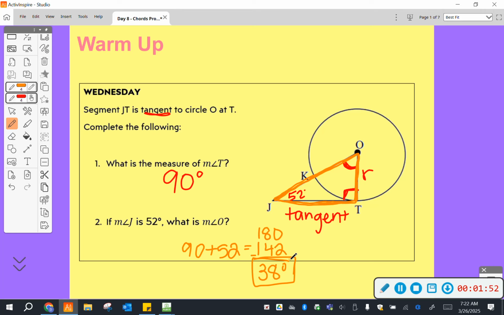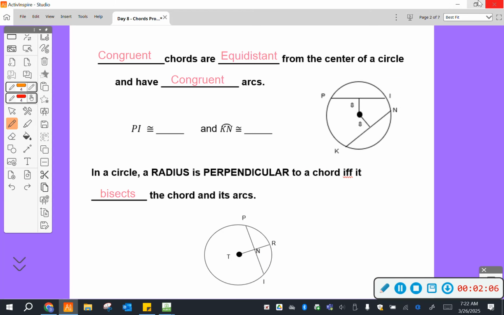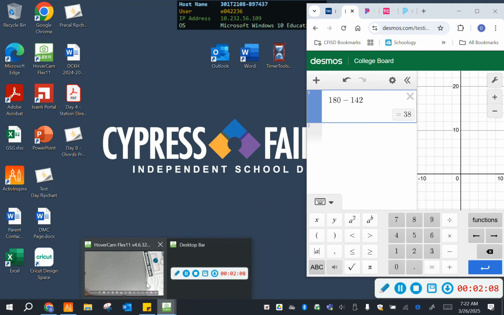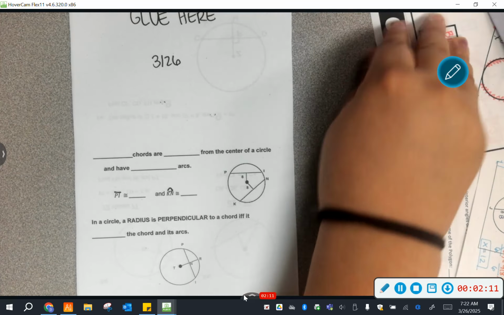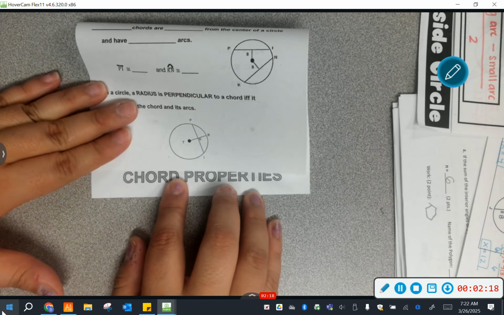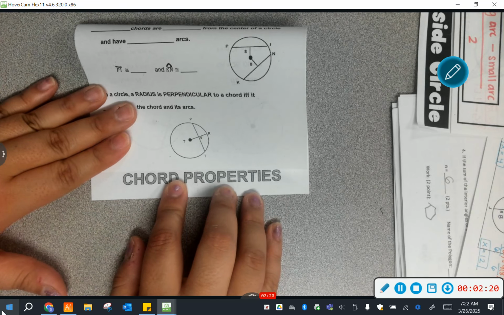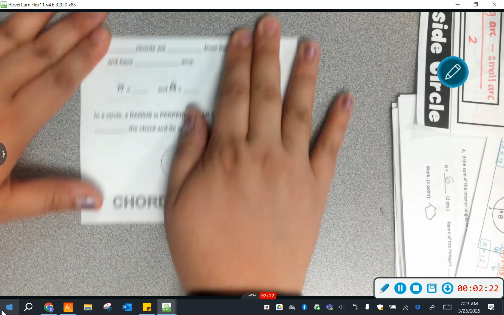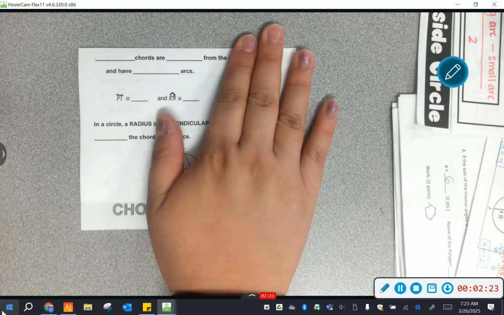All right. If you can please put your warm up away and grab the notes that you picked up when you walked in, please. Here we are. All right. For these notes right here, you are going to fold them so that you can see the word chord properties. I believe that should work. Yep. Fold them so you can see the word chord properties.